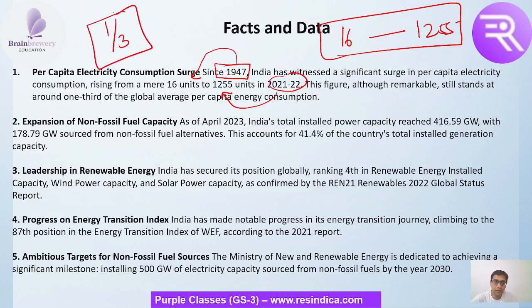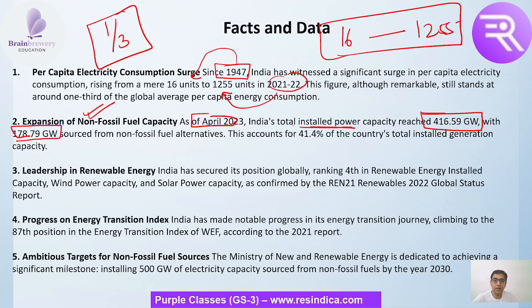Now, expansion of non-fossil fuel capacity. In April 2023, the installed power capacity is 416.59 gigawatt. That is the overall total capacity that we have. Out of this, we have 178.79 gigawatt from non-fossil fuel.